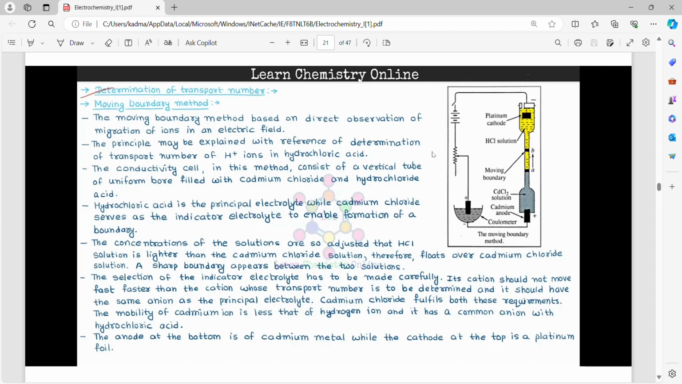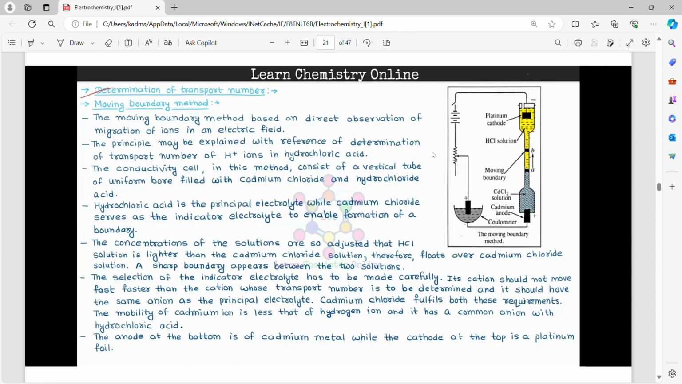The concentration of solutions is also adjusted so that the HCl solution is lighter than the cadmium chloride solution, and therefore floats over it. A sharp boundary appears between the two solutions. The selection of the indicator electrolyte has to be made carefully. Its cation should not move faster than the cation whose transport number is to be determined, and it should have the same anion as the principal electrolyte. Cadmium chloride fulfills both these requirements. The mobility of cadmium is less than that of hydrogen, and it has a common anion with hydrochloric acid.